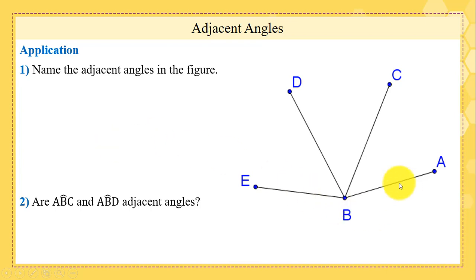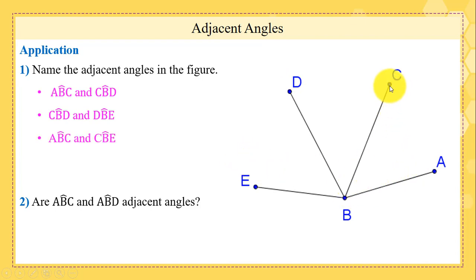Solution. We have many adjacent angles here. The first pair of adjacent angles is ABC and CBD. Also, CBD is adjacent with DBE, and ABC is adjacent with CBE, and ABD and DBE are two adjacent angles.